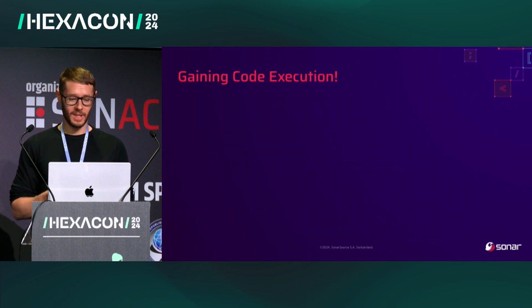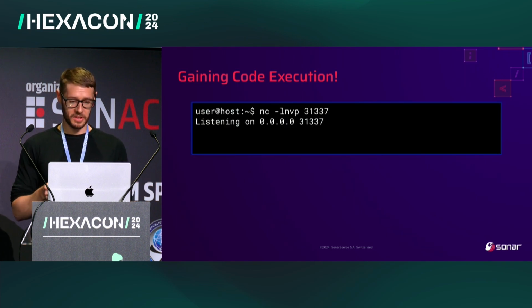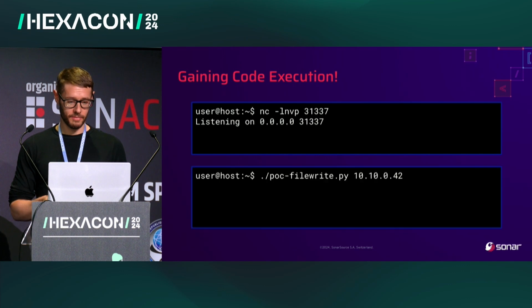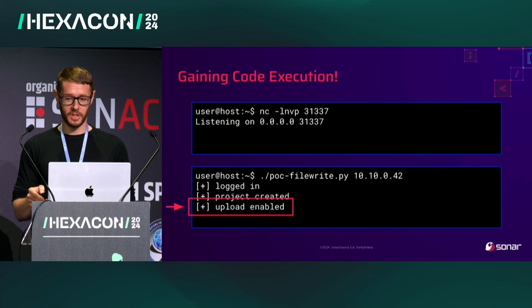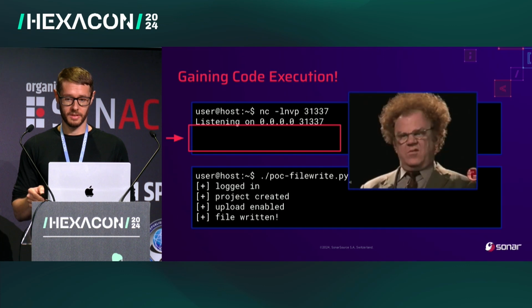Awesome. So let's gain code execution. I prepared the fake data structure and the ROP chain locally, and everything works fine. So at first, let's start a netcat listener. And now, let's run the proof of concept exploit against the vulnerable target application. So logged in, project created, upload enabled, file written, and boom, nothing.